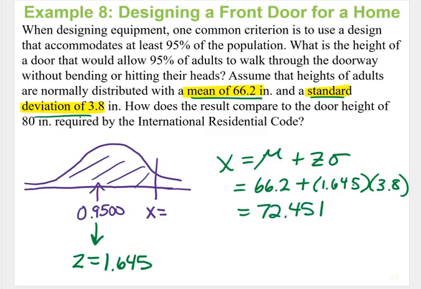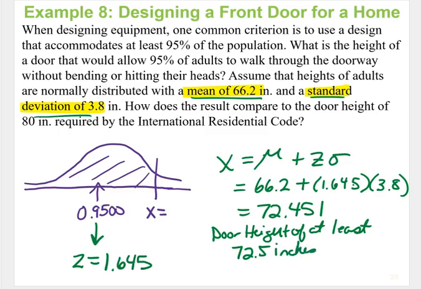72.451. Okay, so that means that the door height needs to be at least 72.5 inches, okay, and that will accommodate 95% of adults who walk through that door.